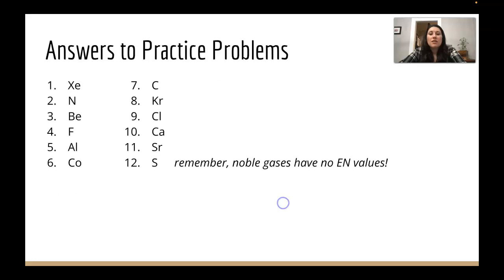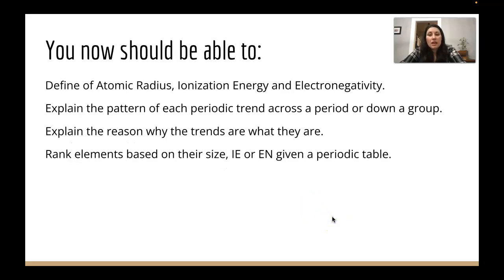Check your answers for numbers 1 through 12 here. If you have any questions, go back and review in the video or come see me in office hours. With that, you should now be able to define atomic radius, ionization energy, and electronegativity. You should be able to explain the pattern of each of the periodic trends going across a period from left to right or down a group.